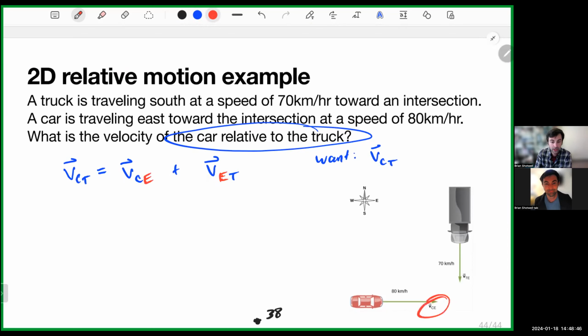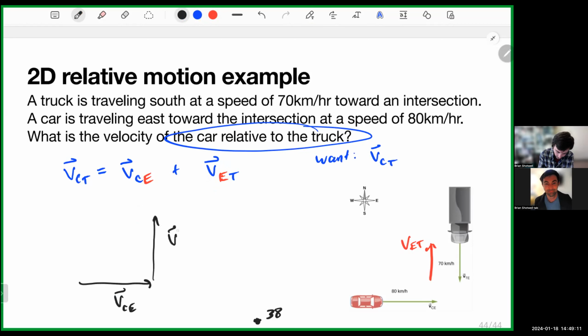So we're given VCE is to the right. We're given the velocity of the truck relative to the Earth, which means that the velocity of the Earth relative to the truck is in the opposite direction, but also at 70 kilometers per hour. So what this equation is saying in pictures is if I take the velocity of the car relative to the Earth, and I add together the velocity of the Earth relative to the truck, then the sum here is going to be the velocity of the car relative to the truck. So it looks like it's going to point up and to the right.